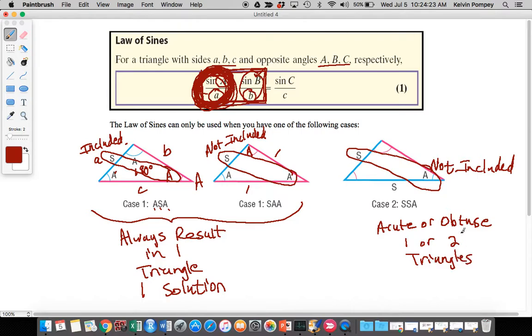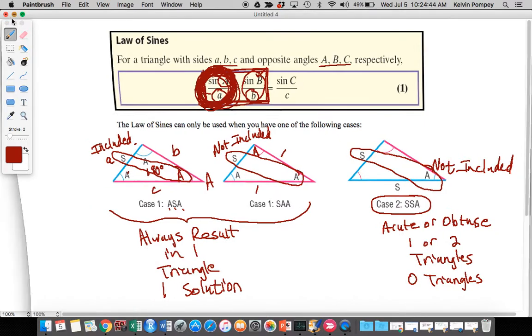And what we're going to see is that in this case, it can be in such a way that we can have zero triangles as well. Now, in this video, we may not see a case like this, but by the time we get through this in our course, we'll be able to see examples where we have 0, 1, or 2 triangles when we have case 2 with side-side-angle. Let's look at one example.